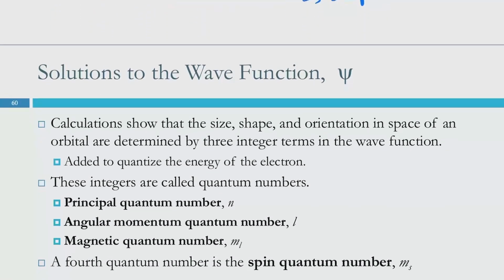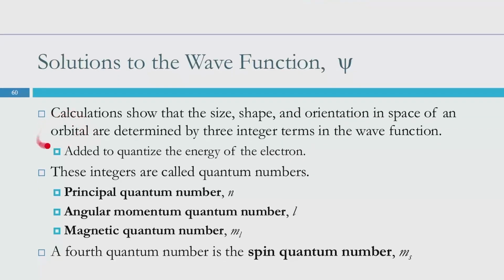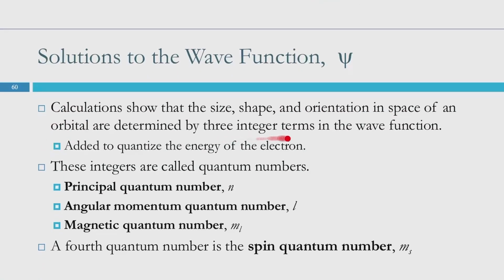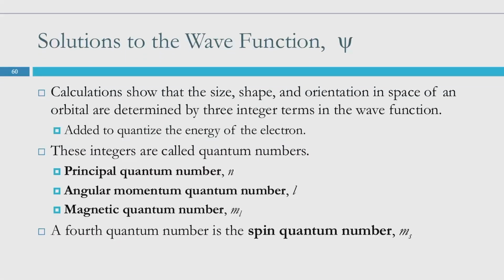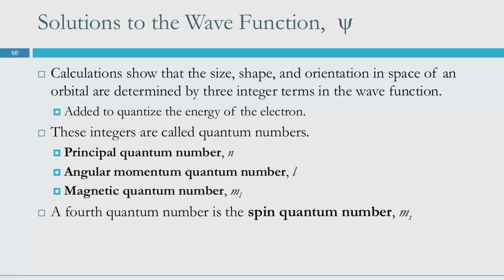Calculations show that the size, the shape, the orientation in space of one of these shapes, these orbitals, are determined by 3 integer terms in the wave function. So there's 3 separate terms that go into this function that spit out your probability map, that spit out a specific shape. And these integers are called quantum numbers, and you need to know what these quantum numbers are.